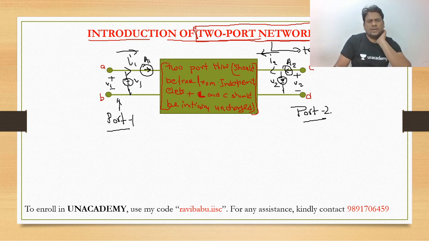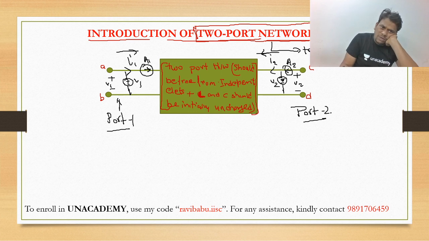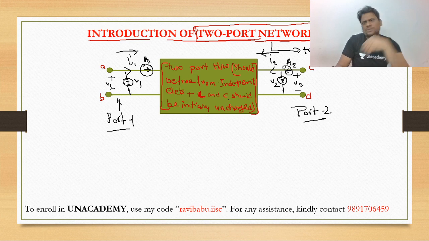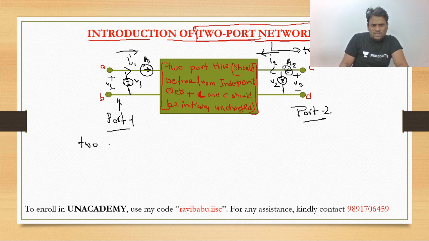These voltmeter and ammeter we are assuming are ideal, so the drop across ammeters is 0 and the current through voltmeters is also 0. Now, what is the meaning of 2 port and 1 port?